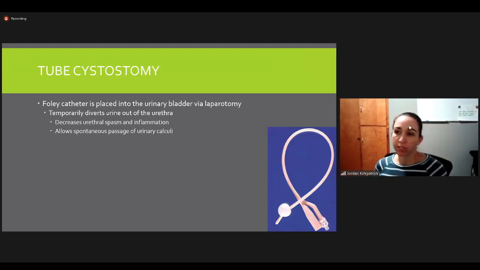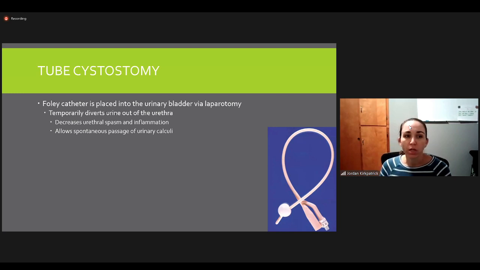The most common procedure that I do for blocked goats and sheep is a tube cystostomy. I don't think I've actually ever had to do this in cattle because it's not as common. The urinary blockages are not as common in cattle as it is in sheep and goats.